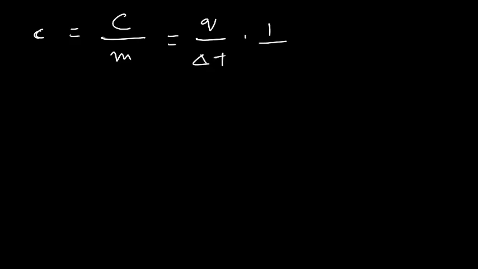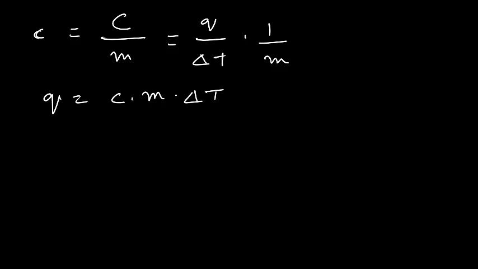Specific heat capacity can be represented by small c. Therefore, small c is equal to capital C, the heat capacity, divided by m, the mass. But heat capacity is equal to Q by delta T, into 1 by m. So, specific heat capacity equals Q by delta T into m. Or otherwise, bringing this to this side, Q is equal to c into m into delta T.